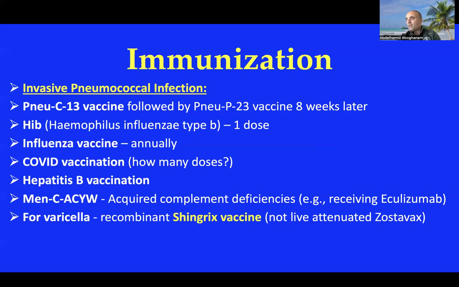For varicella, if you have a patient with varicella zoster virus IgG negative, he should receive 1 dose. They mentioned 2 months apart, now they mention 3 months apart, and after this only 2 doses. After the second dose, it should be at least 1 month before transplant surgery. Don't forget. And we now have Shingrix.